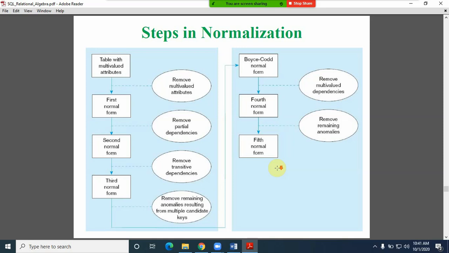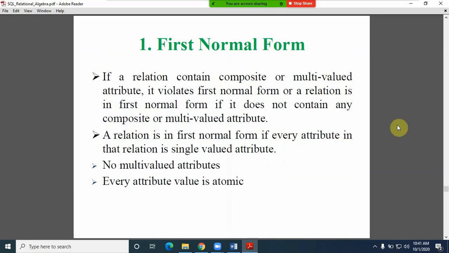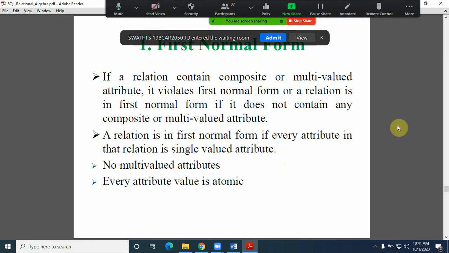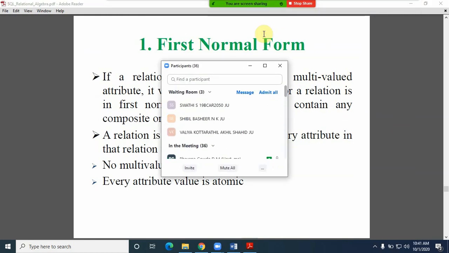Okay, and now we are moving to the first normal form discussion. So this particular first normal form, friends, let us give a notation.